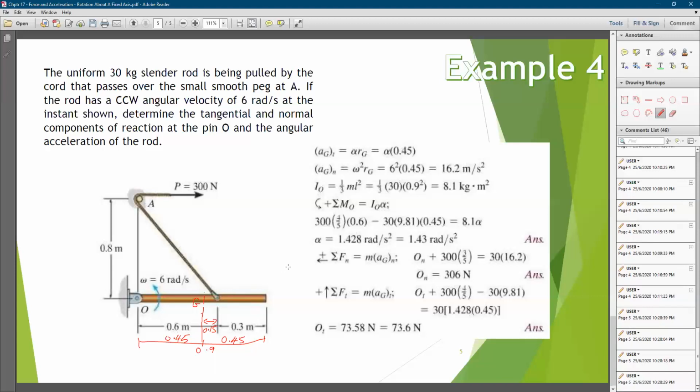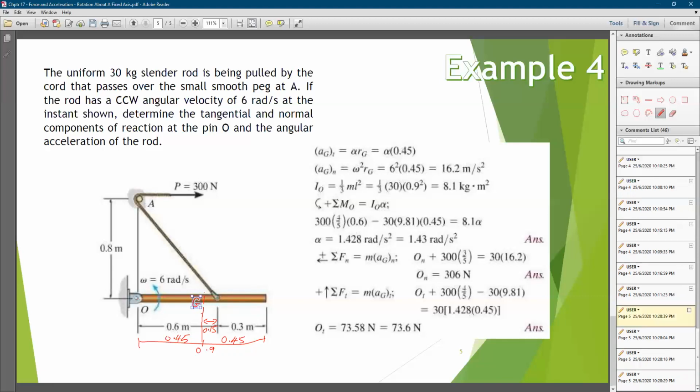That's why we have 0.45, because it is calculated from point G to point O. This is our rotating axis, so this is 0.45. However, if you want to know the distance between point G and the point of line of force, then it is 0.15. Don't get confused on that.